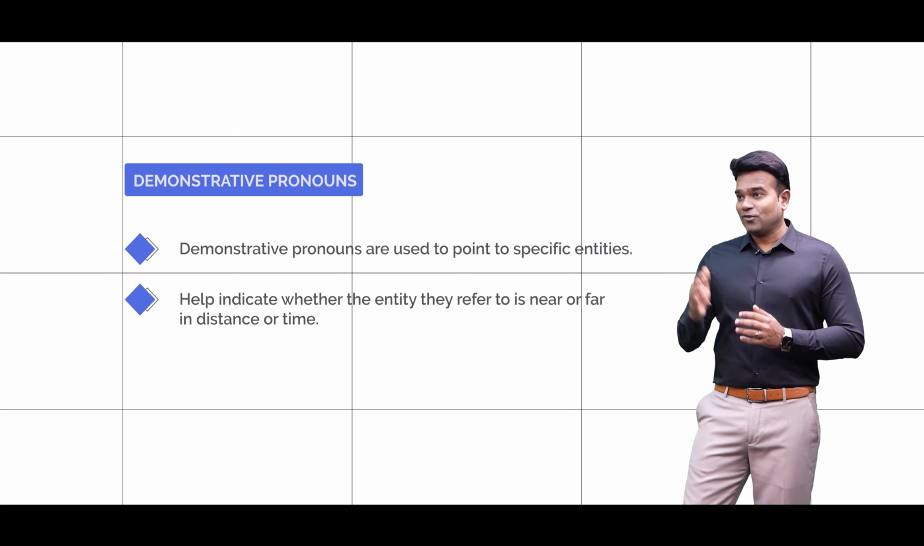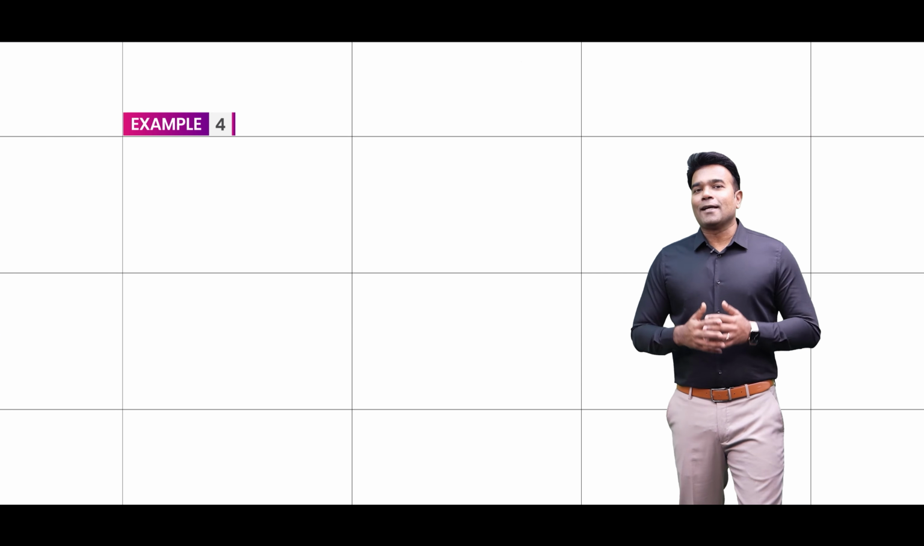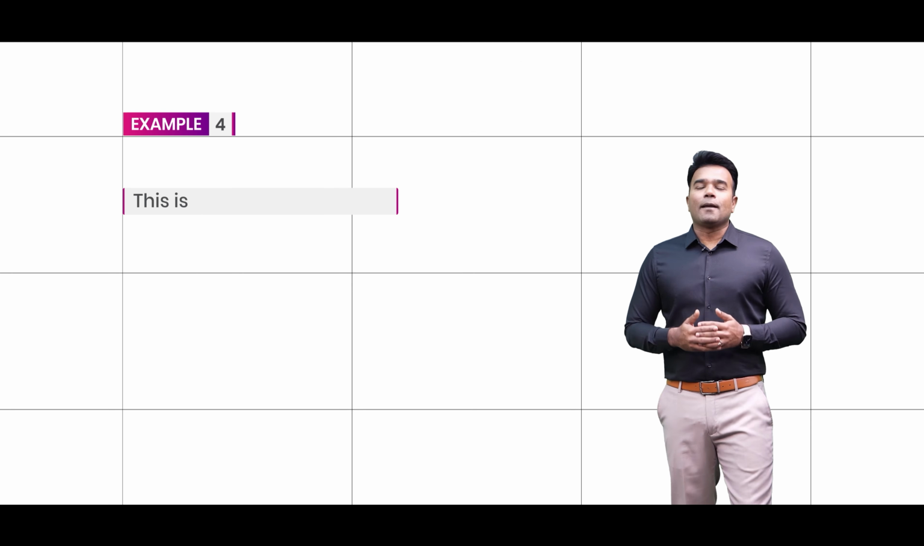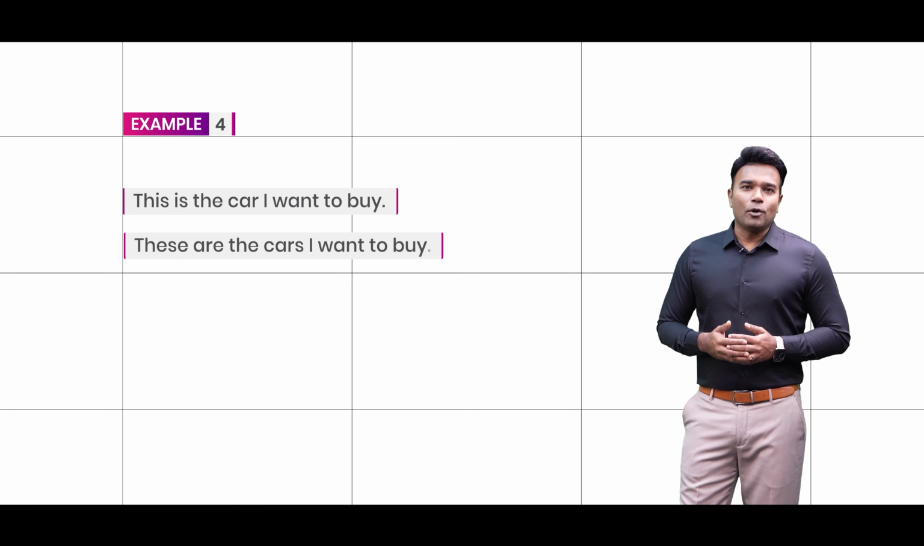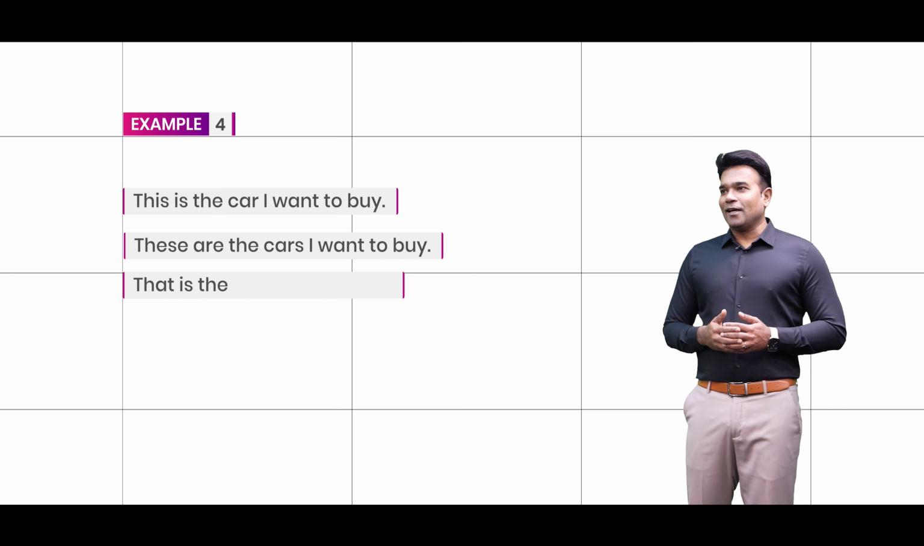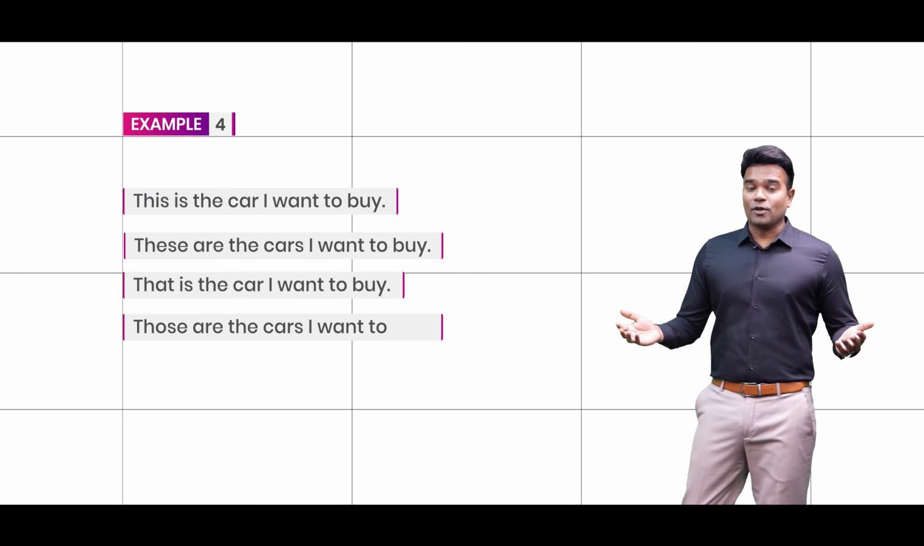Anyway, let me give you one final example to substantiate all of this for you. Have a look at all of these sentences. This is the car I want to buy. These are the cars I want to buy. That is the car I want to buy. Those are the cars I want to buy.